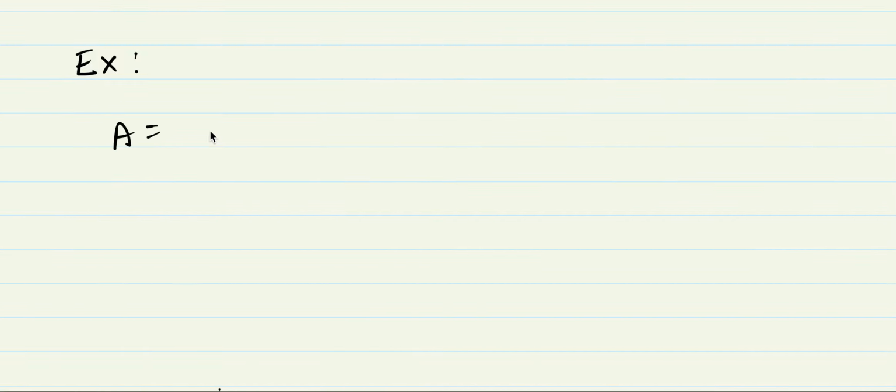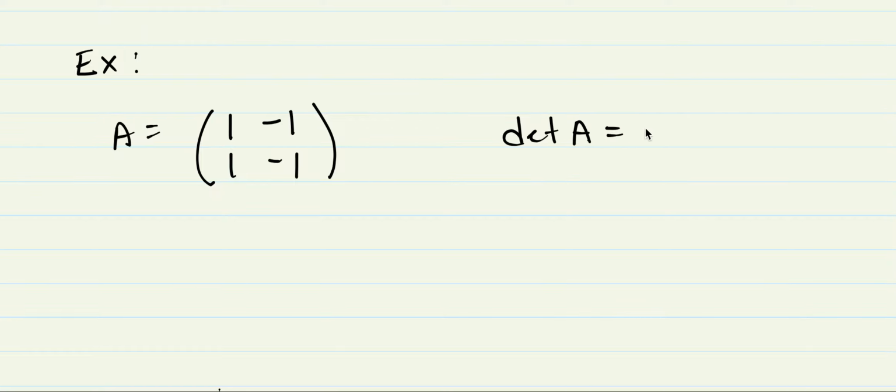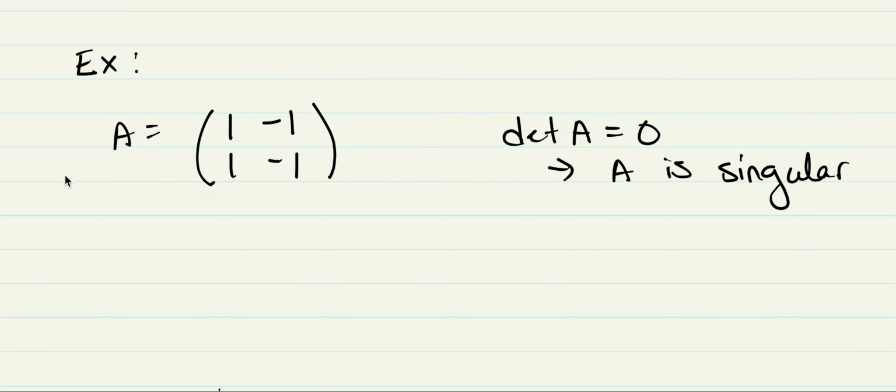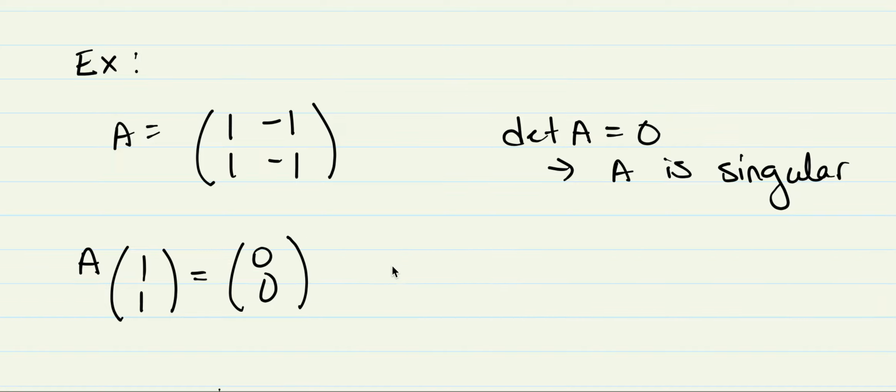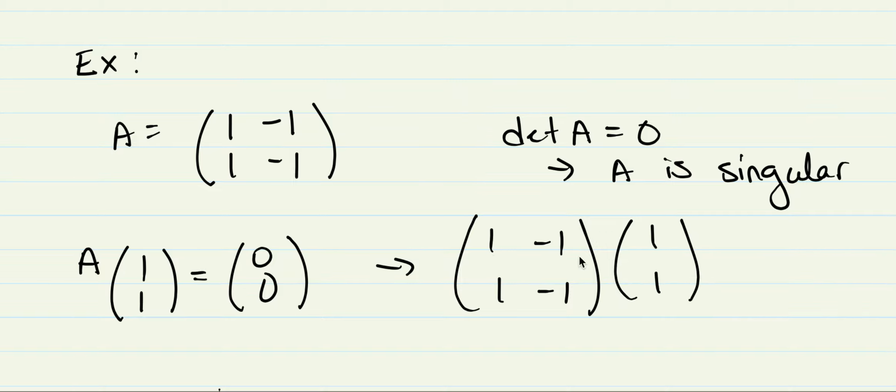Let's say A is the matrix 1, negative 1, 1, negative 1. You can see that this is a singular matrix because the determinant is negative 1 minus 1... which is 0. So the determinant of A is 0, which tells me A is singular. But you can see if I take A and multiply it by the vector 1, 1, I get 0, 0. Because 1, negative 1, 1, negative 1 times 1, 1 gives 1 plus a negative 1, which is 0, and then 1 plus a negative 1, which is 0.